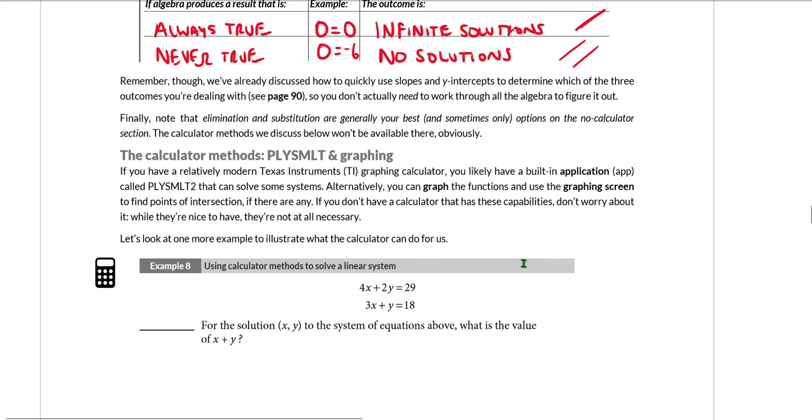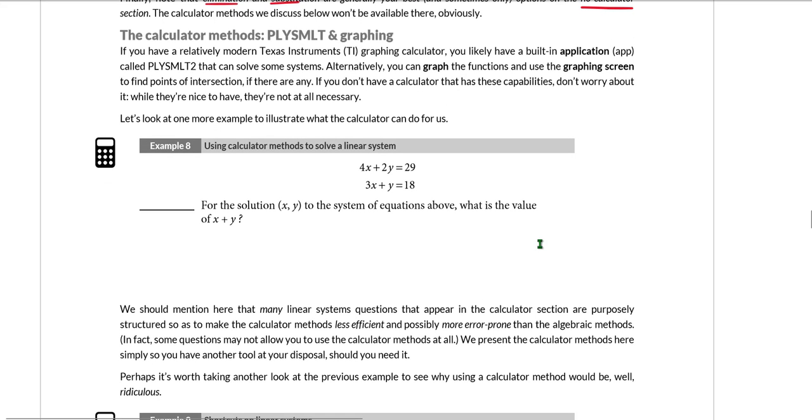In the no calculator section, you should know that we're going to move on to a couple of other methods of solving these systems of linear equations, but on the no calculator section, elimination and substitution will probably be your best bet. The calculator methods, which might be available to you on the calculator section, depending upon what kind of question you're being asked, we have actually 2 things that we could use.